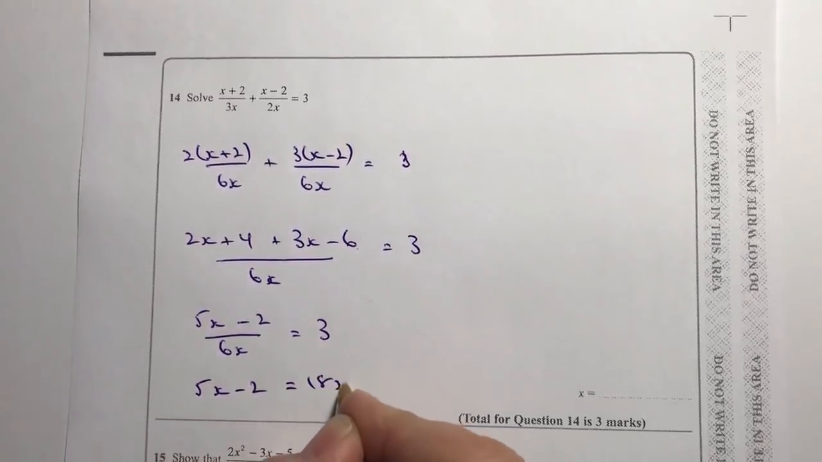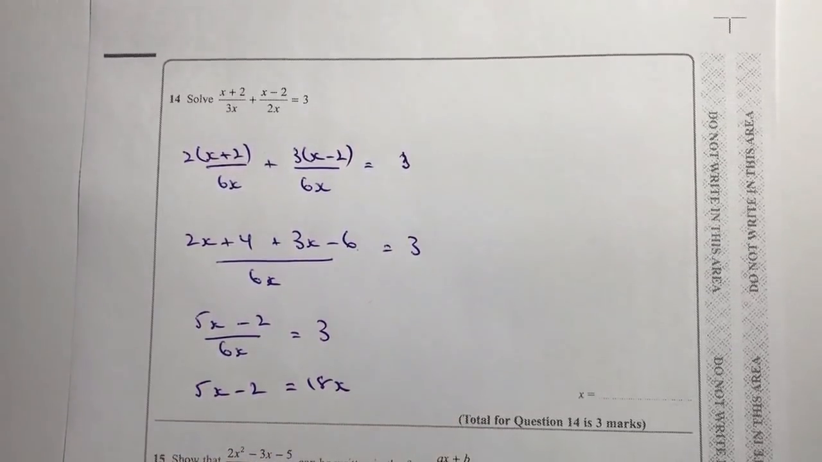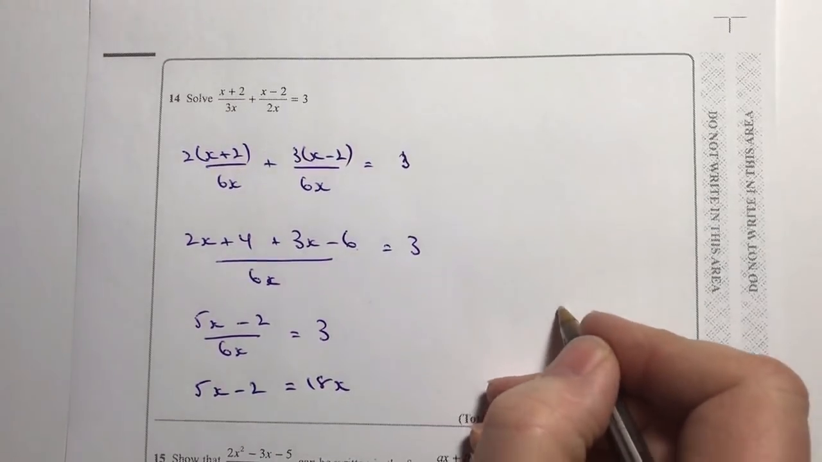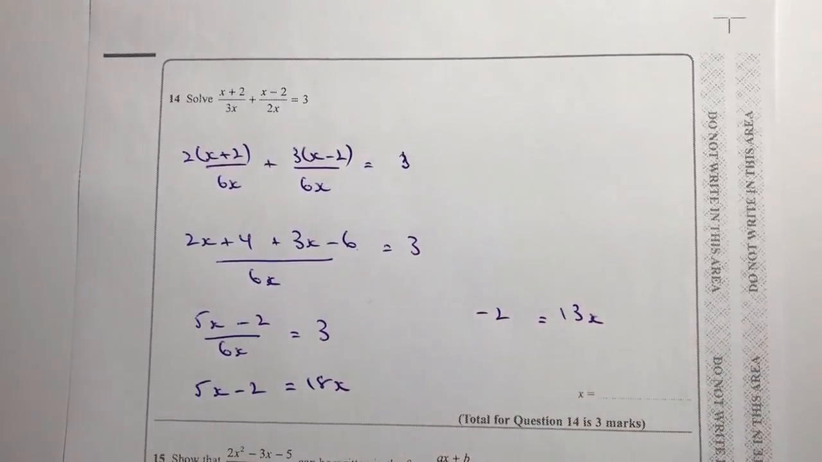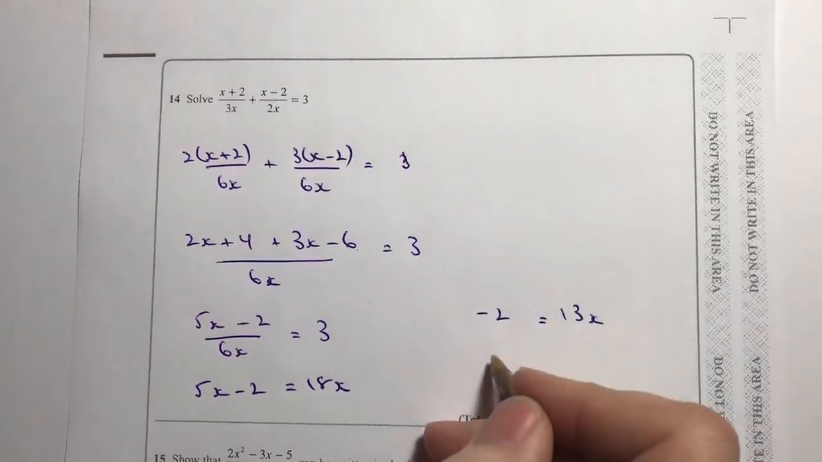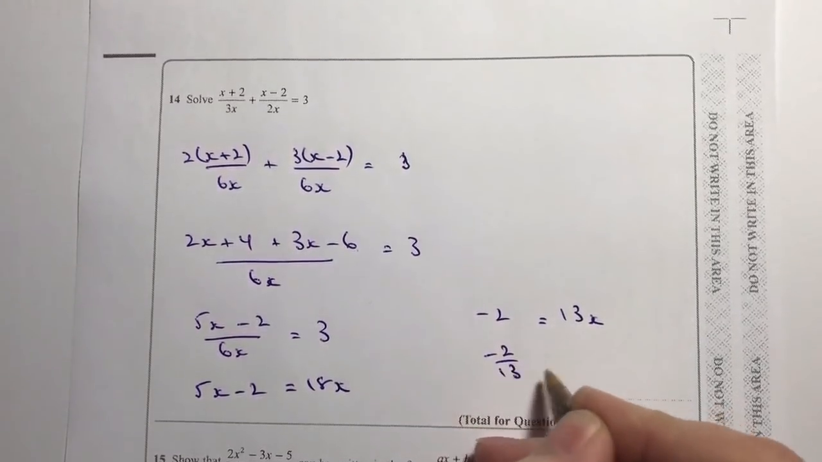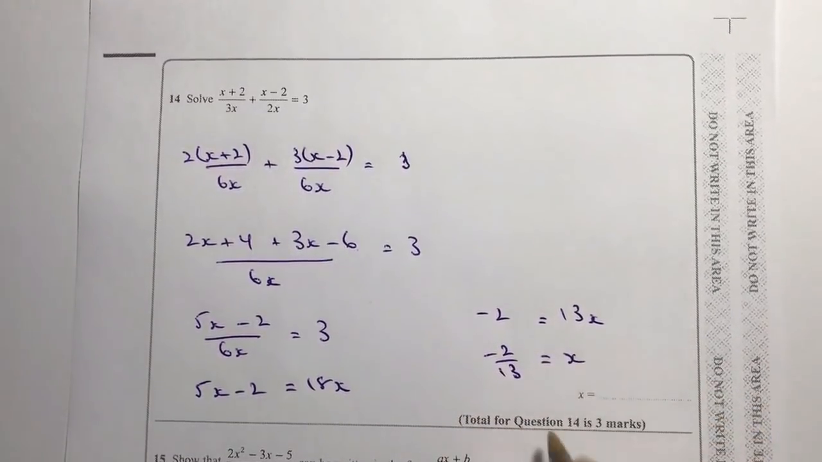Okay, I'm going to multiply across by 6x, so I'm going to get 5x minus 2 equals 18x. And then really it's just a case of getting x's on one side and numbers on the other. So if I bring that 5x over to this side, by taking it away, I'm going to end up with 13x, if I just put this up here, 13x on that side equals minus 2 on that side. If I divide through then by 13, I get minus 2 over 13 equals x, and that's the answer to this question.